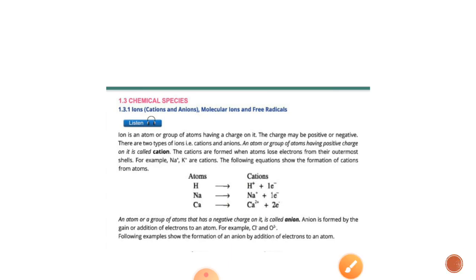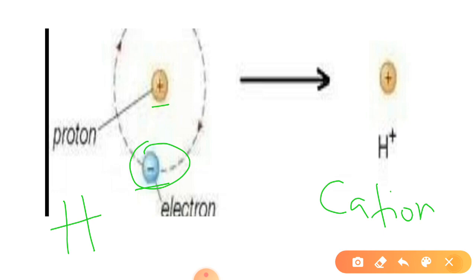Now let's take an example in more detail. You can see that this is a hydrogen atom, a neutral hydrogen atom. Why? Because one positive and one negative cancel out each other's effects and it becomes neutral. But in the case of cations, what happens? This is a cation. What happens? The electron from the outer shell is removed and it becomes totally positive because one electron is lost. Done.